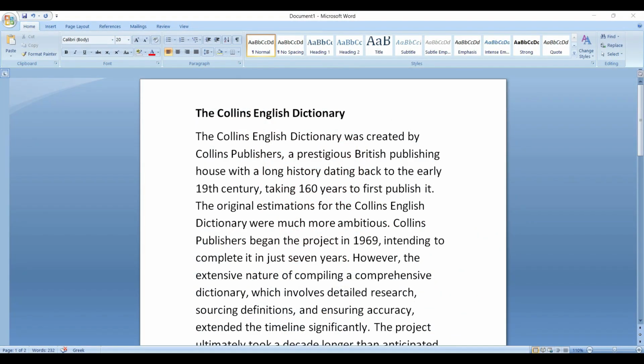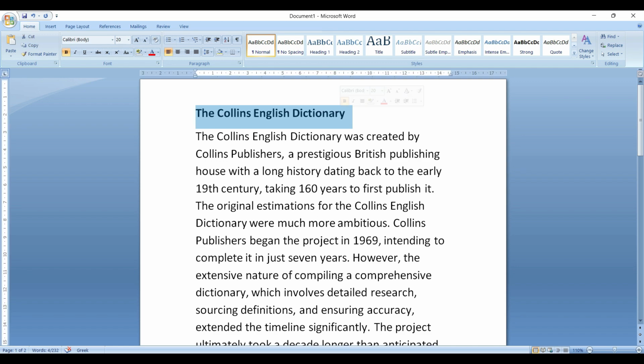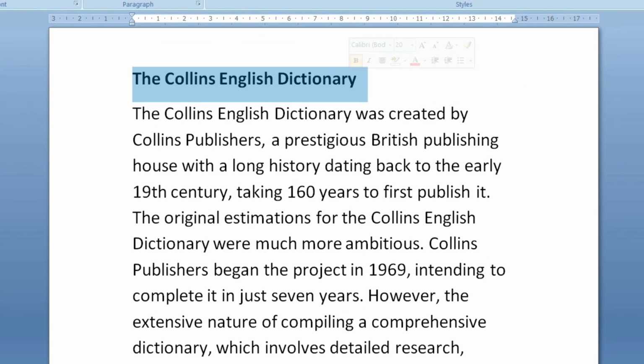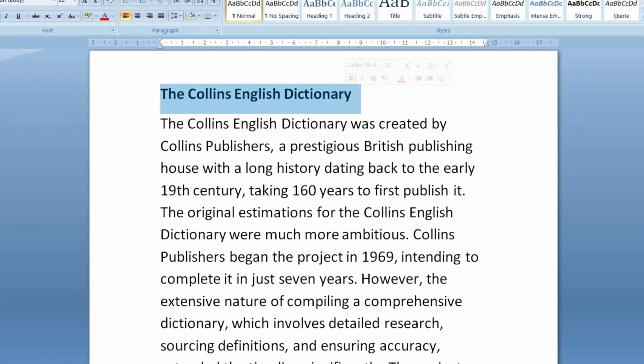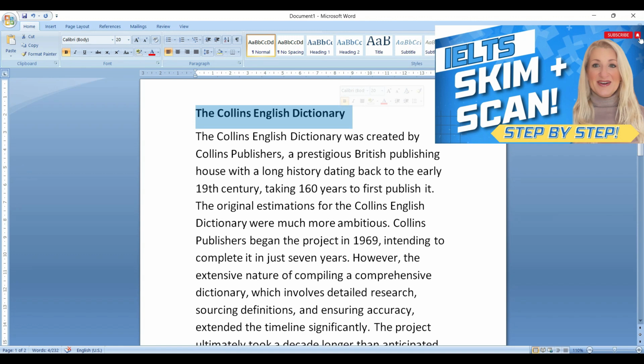So here's the extract. We read and underline the title, the Collins English Dictionary. So we know that the passage is going to be about the famous dictionary. And then, as you probably know by now, we read and underline the first 2 lines of each paragraph. If you're new here, please do check out my skimming and scanning technique for academic reading. I will put all the links in the description box below, and the underlining of the first 2 lines of the paragraph will make much more sense.